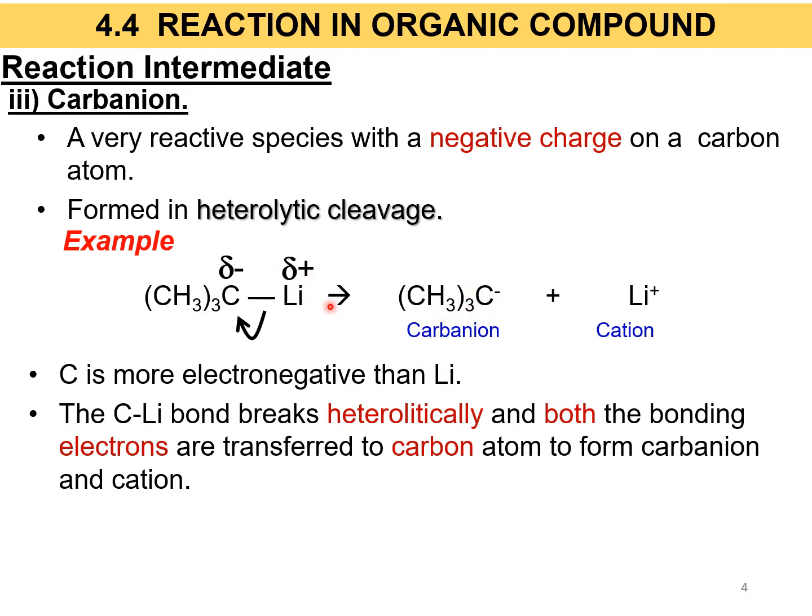So carbon yang ada negative charge, we call it as carbanion. Okay, this Li atom, dia akan dapat positive charge because they lose 2 electrons dekat this bond. So dia akan jadi cation species lah. Okay, this is all happen just because this carbon dia berpasangan dengan less electronegative atom. Alright.